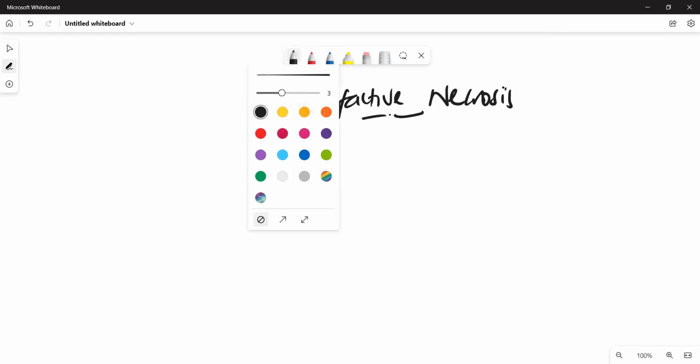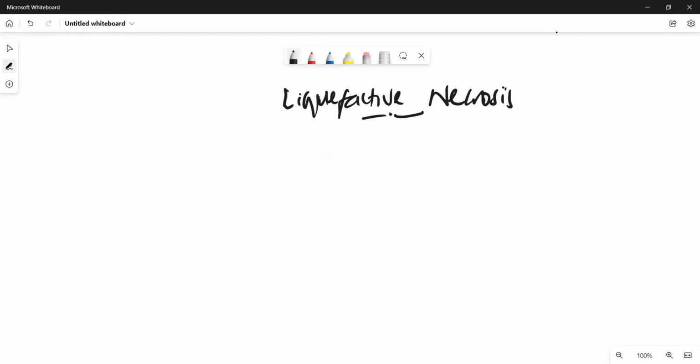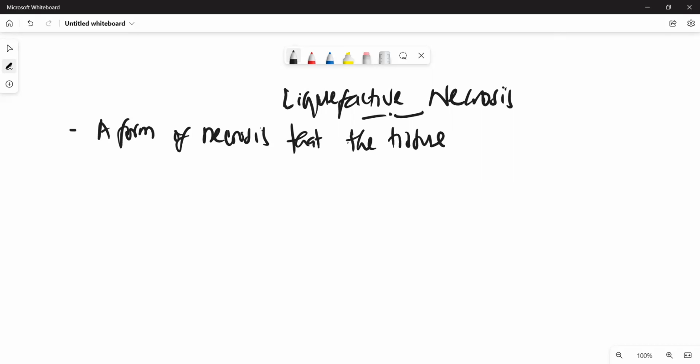Having said that, let's move on to liquefactive necrosis. So liquefactive necrosis, by definition, is a form of necrosis whereby the tissue becomes liquefied, right? So the tissue basically becomes watery.